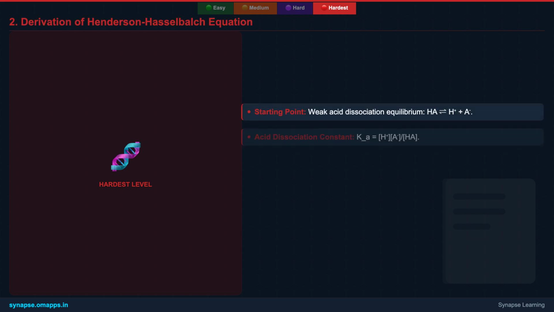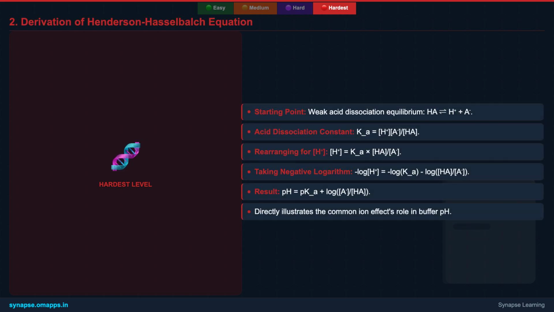One of the most profound insights from the common ion effect is its role in deriving the Henderson-Hasselbalch equation. This equation, pH equals pKa plus log of conjugate base over weak acid, quantitatively describes buffer solutions. It directly emerges from the weak acid dissociation equilibrium, where the common ion effect defines the concentrations of the conjugate base. Understanding this derivation solidifies your grasp of both buffer chemistry and equilibrium principles, essential for JEE Advanced.